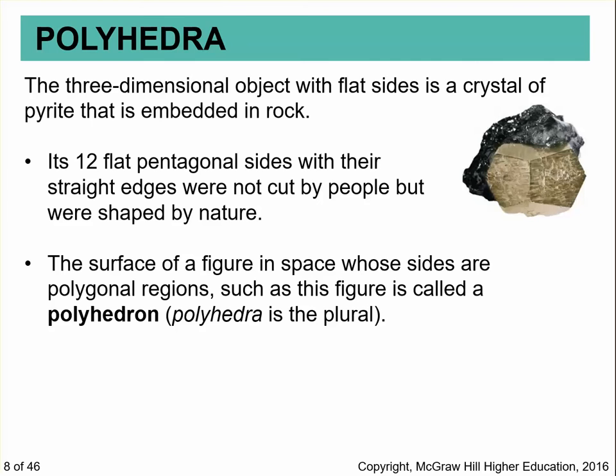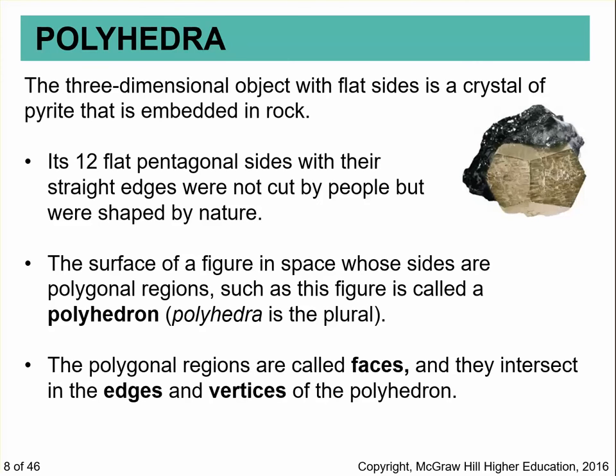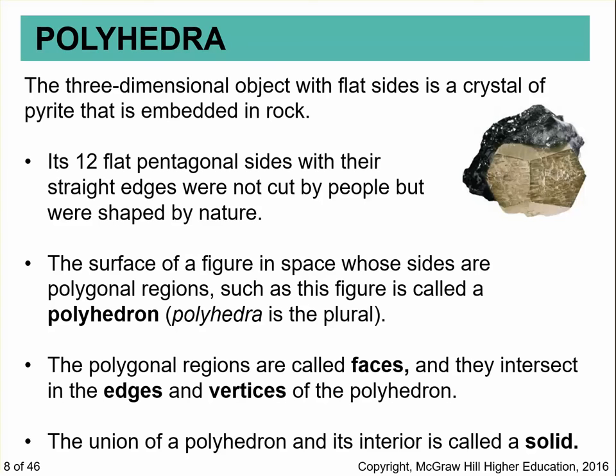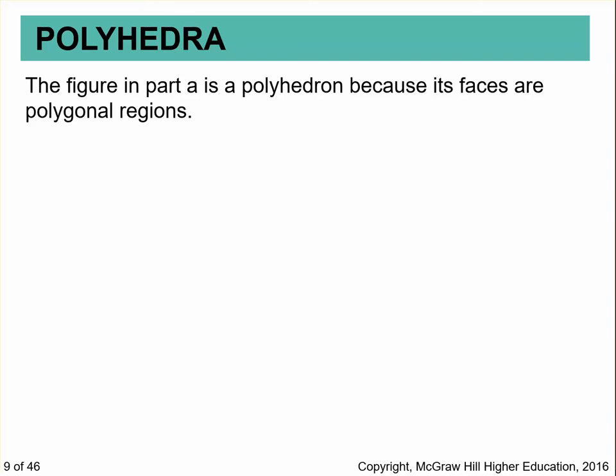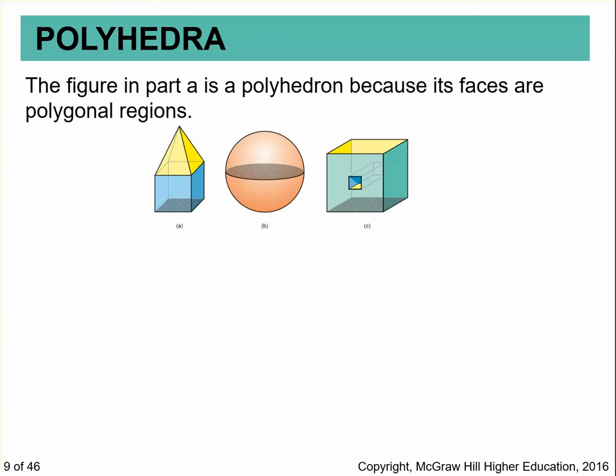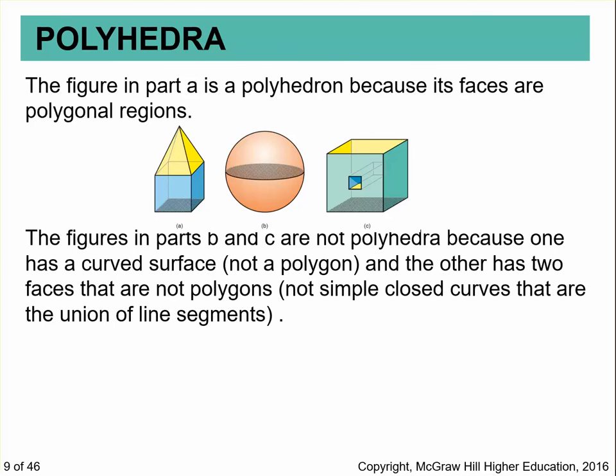a polyhedron. Polyhedra is plural. So polyhedron regions are called faces. They intersect in edges and vertices of the polyhedron. So when you mix some things together, like the union of a polyhedron and its interior, it's called a solid. Right? The figure in part A is a polyhedron because its faces are polygonal regions. So you can see there's triangles and rectangles and squares. B and C are not polyhedral because, well, B is curved and C has a big old hole in it.